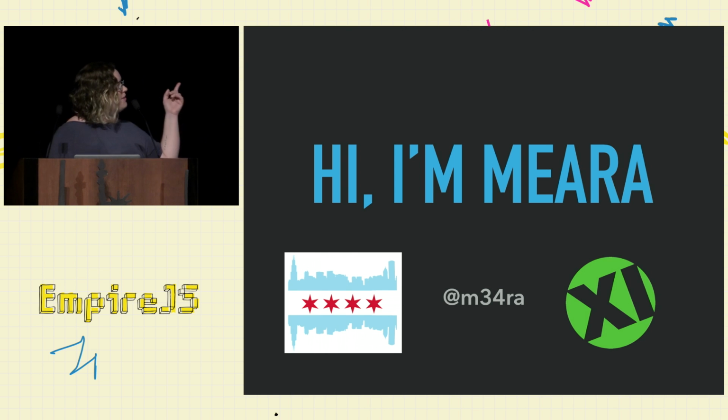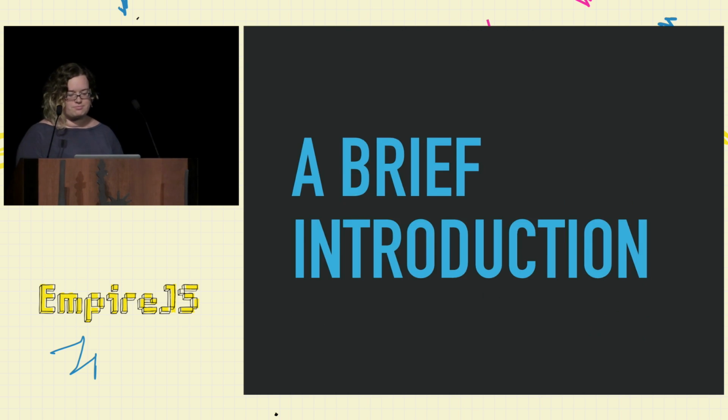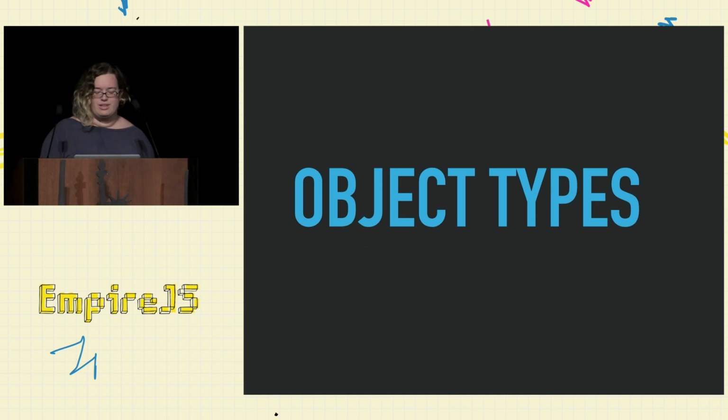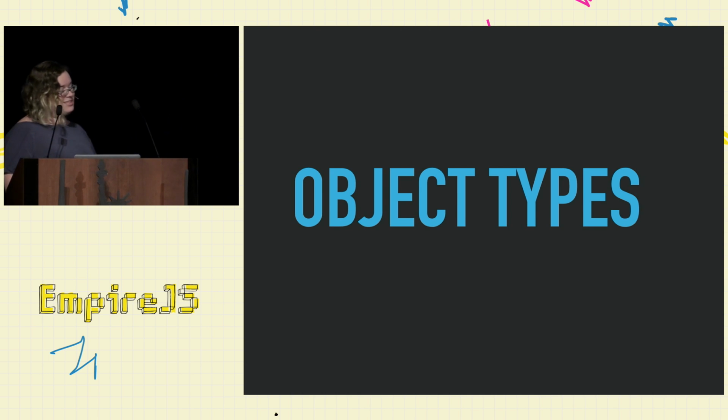I live in Chicago, that's my Twitter handle in the middle there, and I work at a consultancy called Table XI. Before we go too deep into the internals of how JavaScript handles math, we probably want to be clear on what the things are that we're doing math with. So we're just going to go through a quick overview of the basics just to make sure we're all on the same page. We're going to learn about object types.